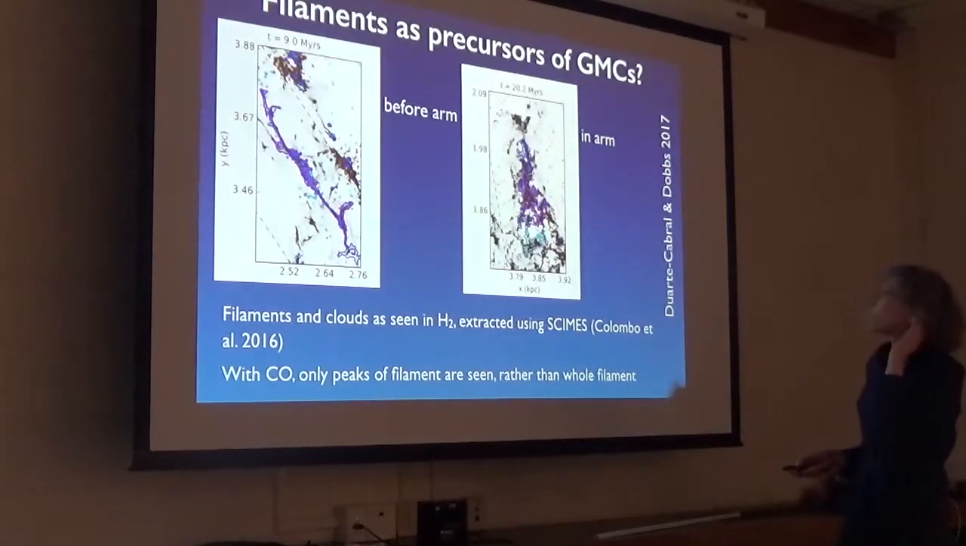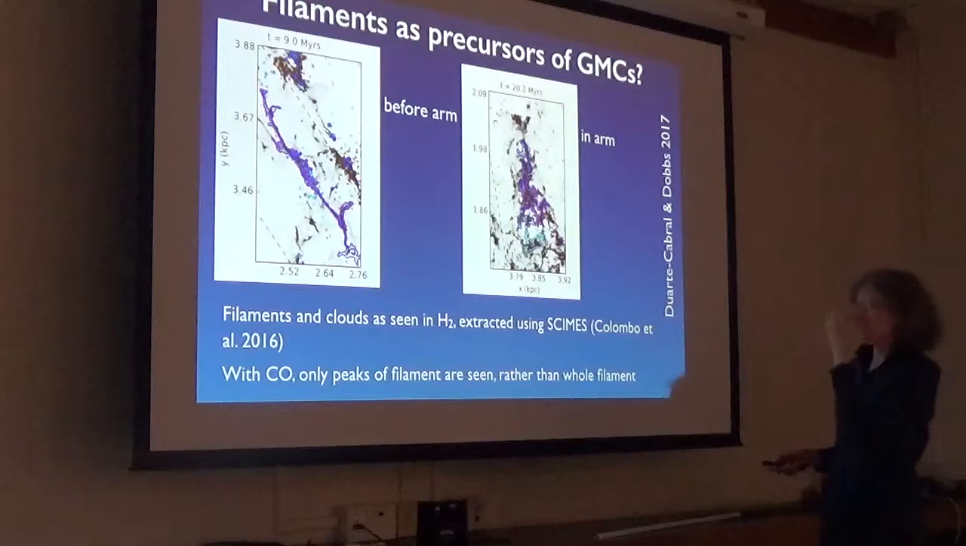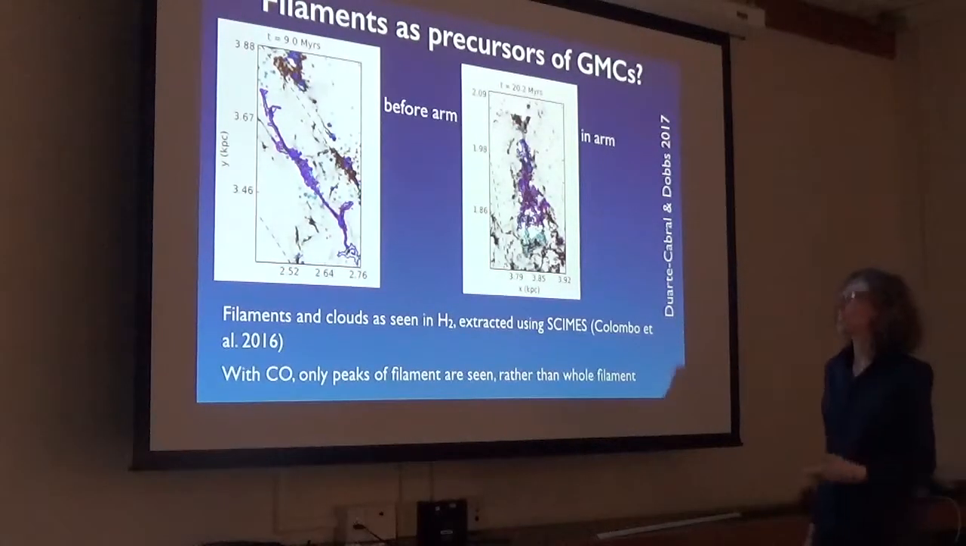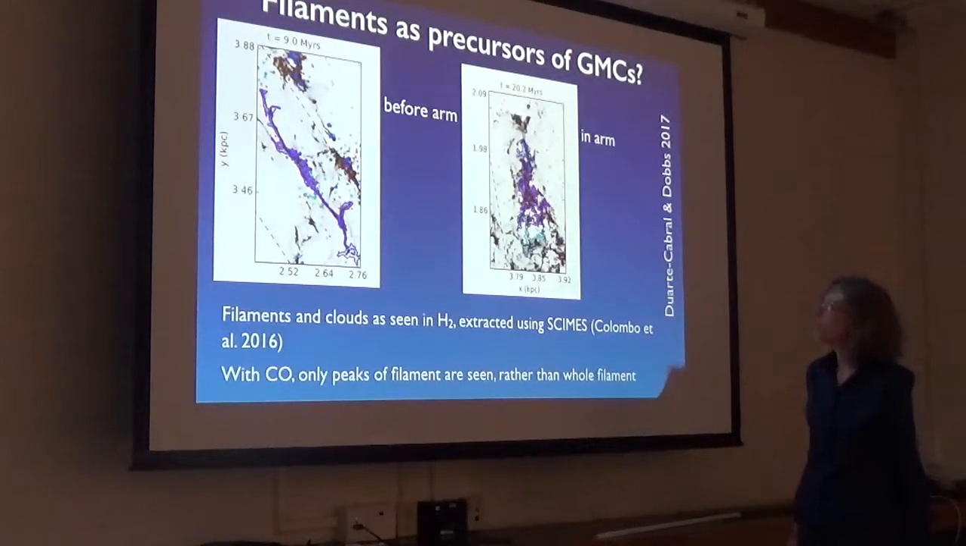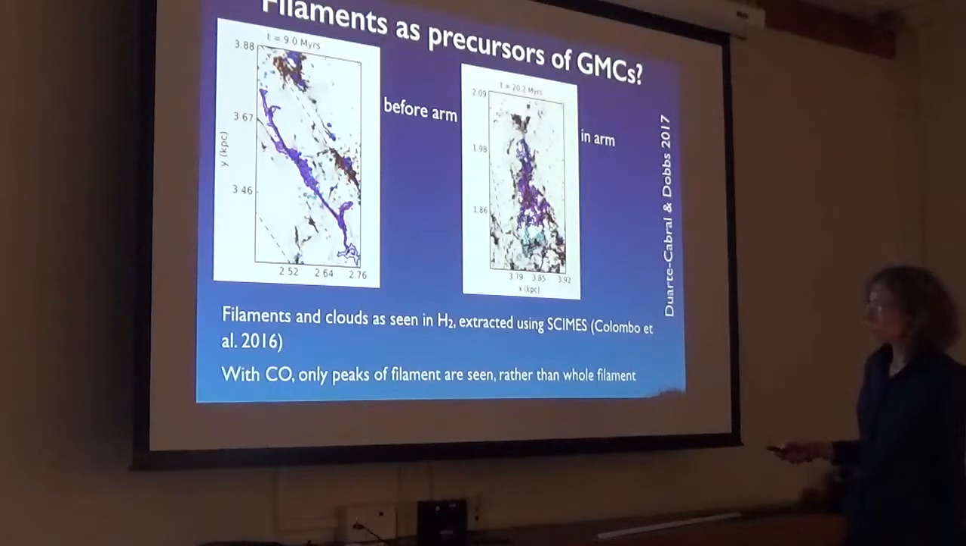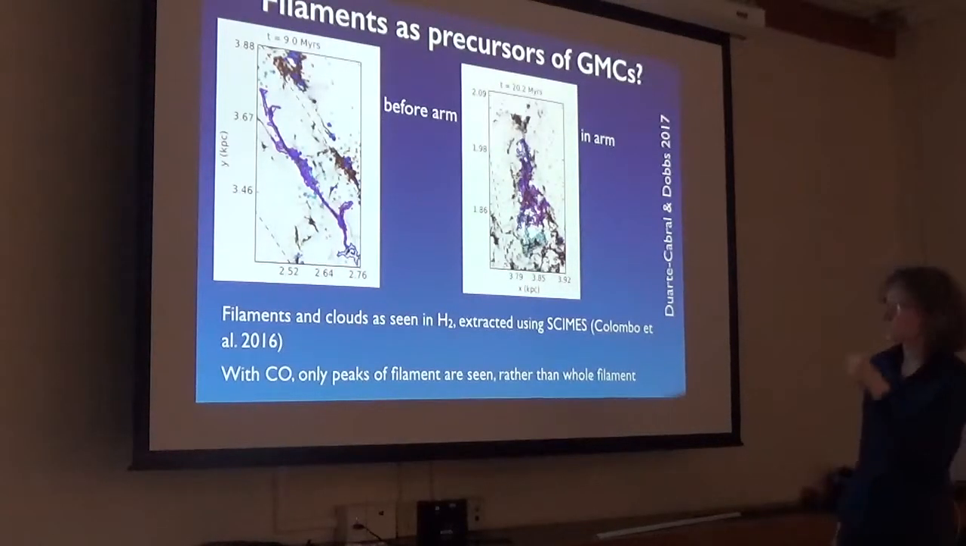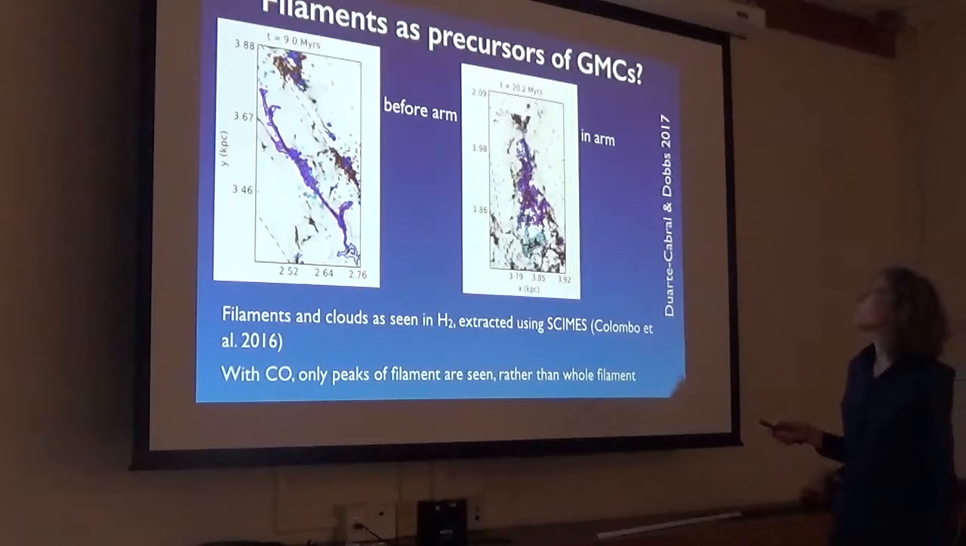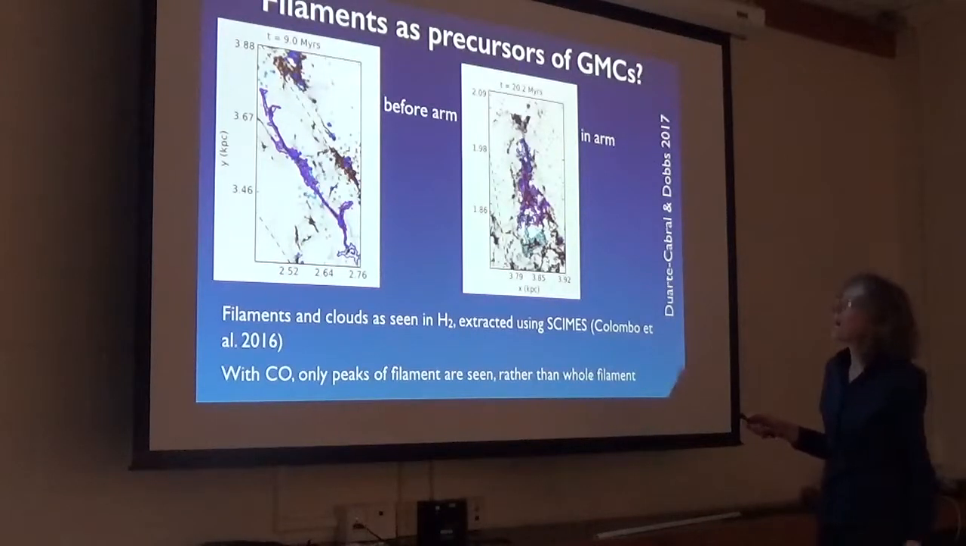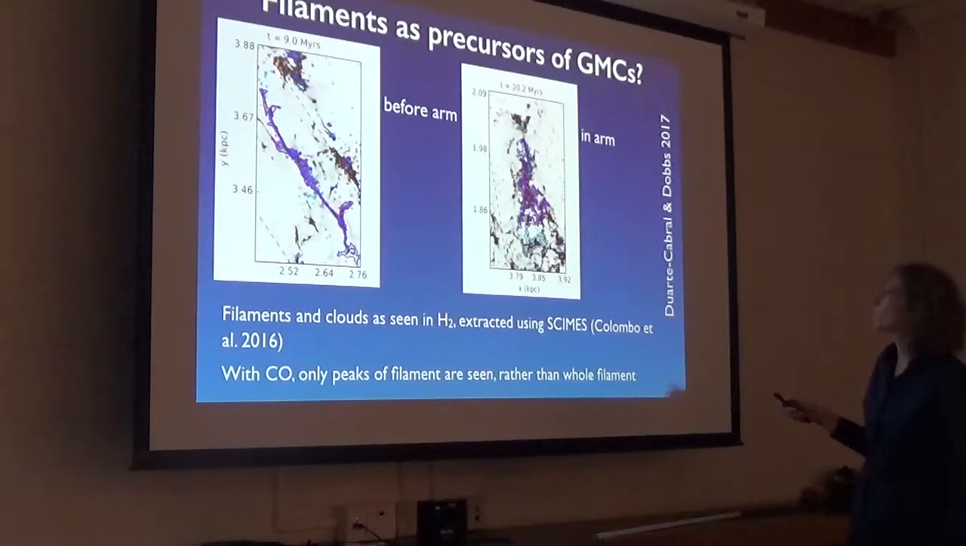And here's some work by Anna Duarte-Cabral, and she was looking at the H2 and CO fractions in these filaments going into the spiral arms, and this shows the H2. The black and white is H2, I think, and then the contours show filaments that have been selected using the SIMEX algorithm. So again, this is an interarm filament, and here it is in the spiral arm. It has combined with other gas to make this spiral arm GMC.